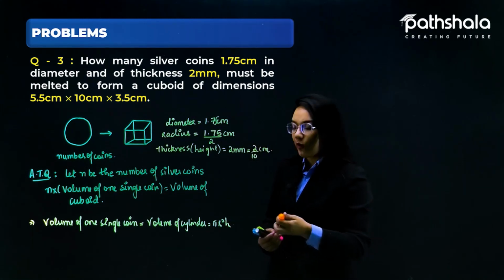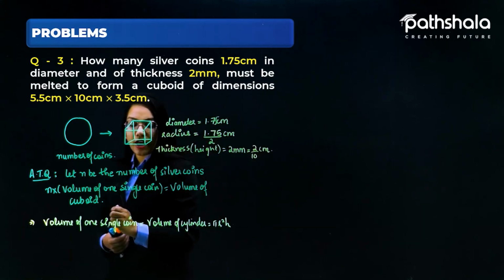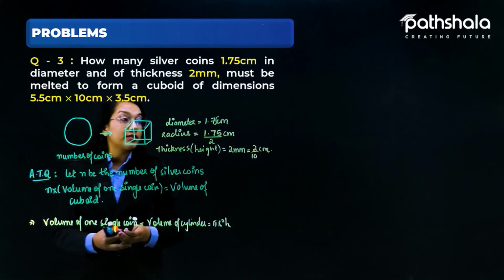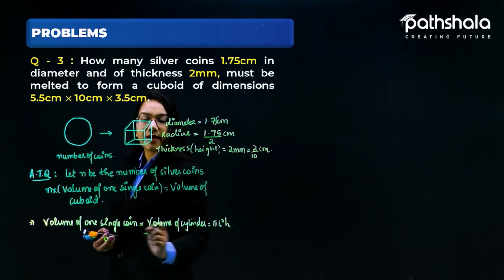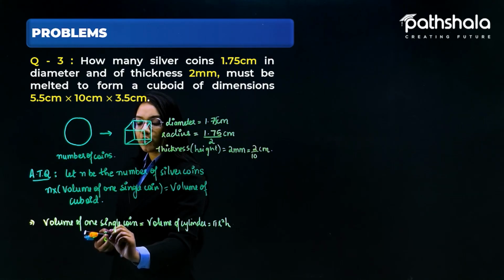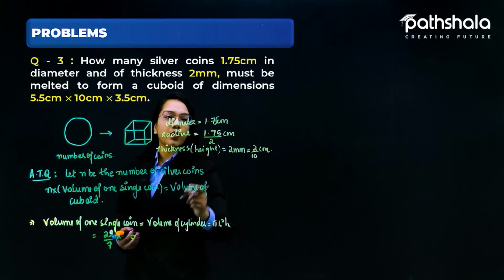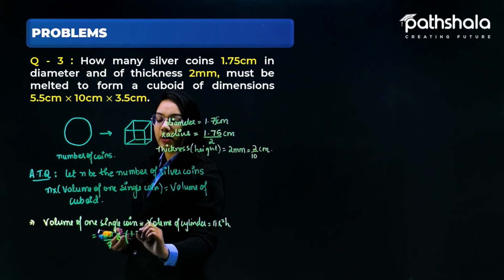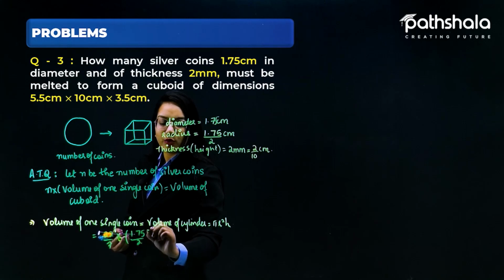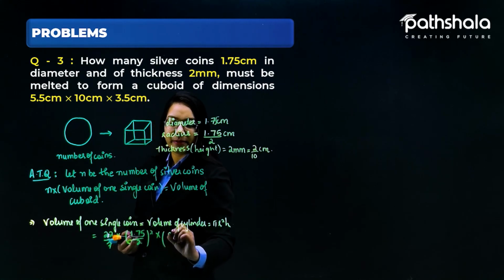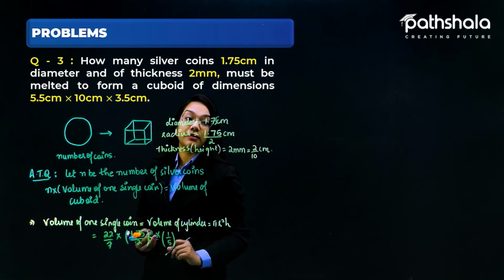Now let's plug in all the values here. We have pi r square h. Taking pi as 22 by 7, r square is 1.75 divided by 2 whole square, and the height is 2 by 10, which I am taking as 1 by 5.